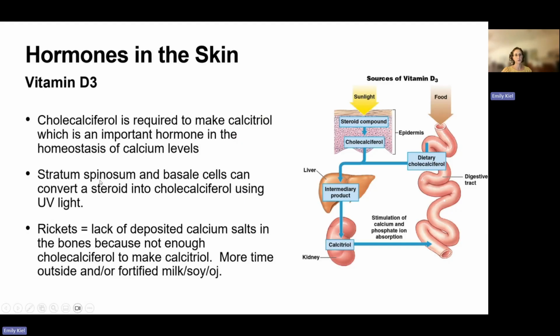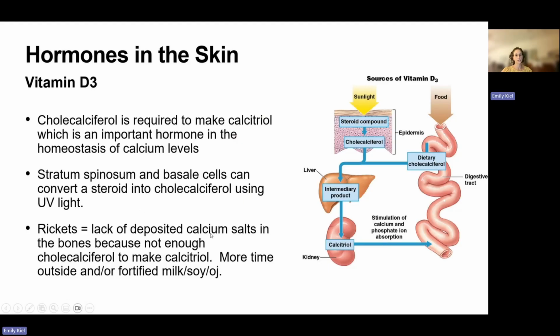In the stratum spinosum and the stratum basale, these cells can convert a specific steroid into cholecalciferol using UV light. And so you can see our sunlight changes that steroid compound into cholecalciferol in the epidermis. And you can get some from your food as well. It's going to go through the liver, have an intermediate product, and then in the kidney, it's eventually going to produce calcitriol.